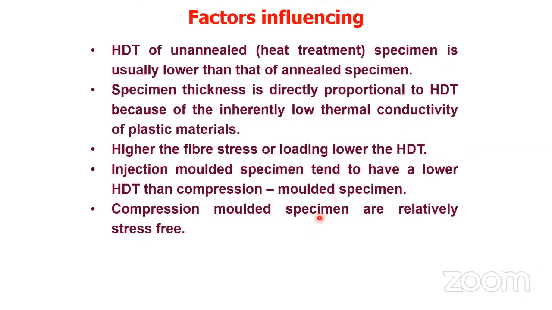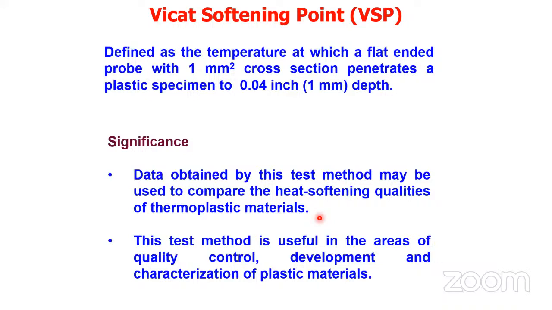So till now we have studied the heat deflection temperature or HDT of polymeric substances or polymeric materials. The next test for polymers is the Vicat softening point or Vicat softening temperature. Okay, the test is defined as the temperature at which a flat-ended probe with a cross section of nearly 1 mm square penetrates the plastic specimen to a depth of 0.04 inch.